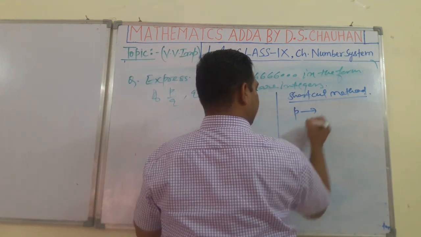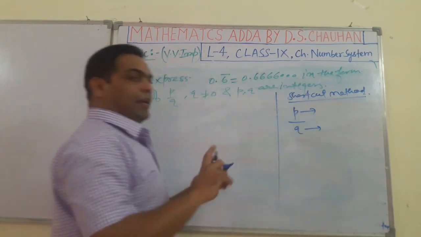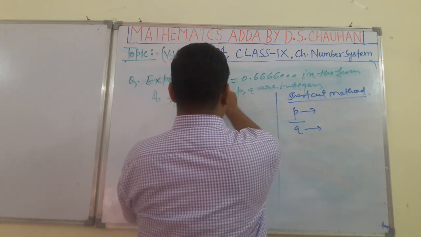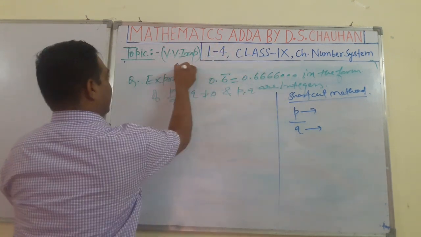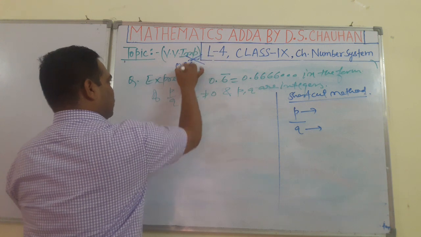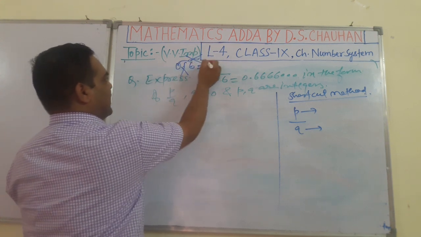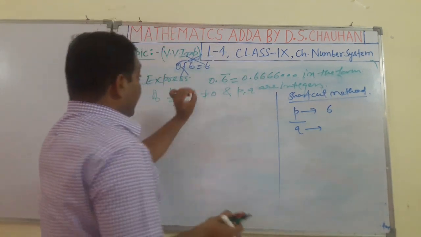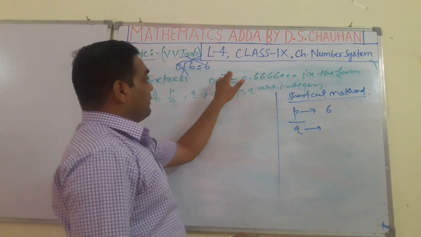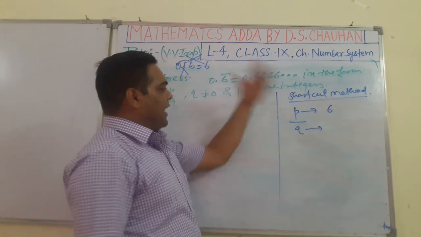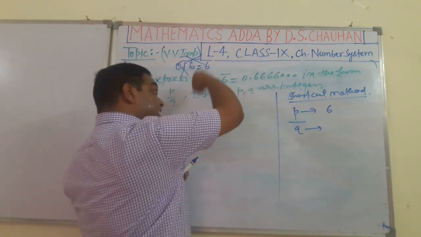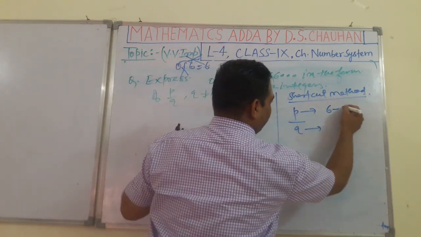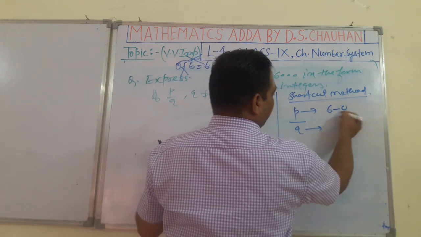Firstly, for the P and for the Q. For the P, you take the number without decimal, without bar. Cut the bar, cut the decimal. What remains? 0.6, that means simply 6. Now, after removing bar and decimal, you get the number 6, and the non-repeating part is simply 0, so we subtract 0. In this way we get P equal to 6.